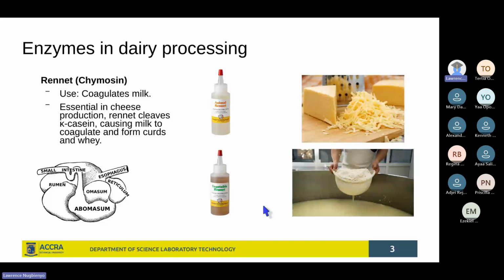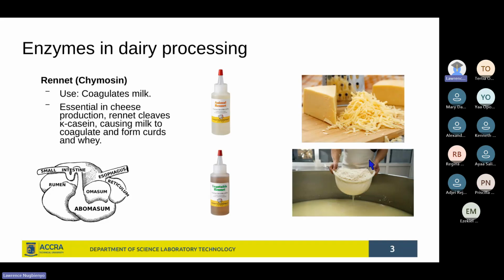So in the past, rennet was found to be an enzyme which was in the rumen of these herbivores, that when the young ones of these ruminants take in milk from their mothers, they have the enzyme rennet, which is responsible for the digestion of the milk that they take from their mothers.